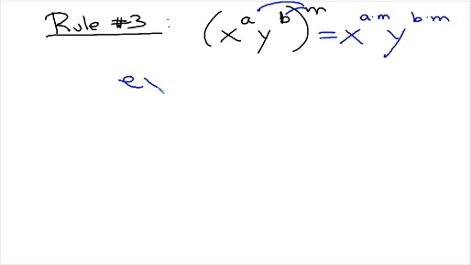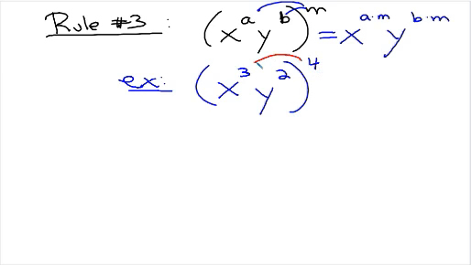So for example, if I had x to the third, y to the second, all to the 4th power on the outside, then I just distribute the multiplication to both of those. This is x to the 12th, 3 times 4, y to the 8th. Okay? You just distribute the power on the outside to both on the inside.